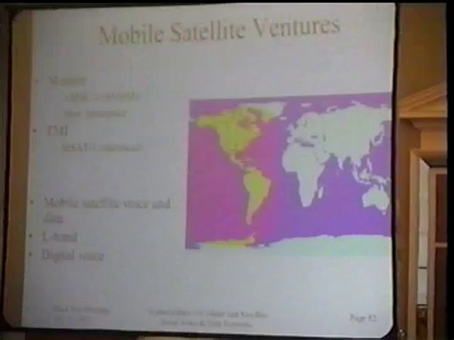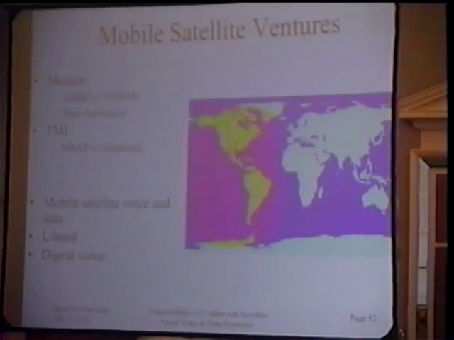Mobile Satellite Ventures is a voice and data supplier in North America. They've got two satellites. One's basically a Canadian satellite and the other's a U.S. satellite. What you're seeing there is what's called the footprint. There are six beams off this satellite. Alaska and Hawaii count as one beam, and they cover the United States.